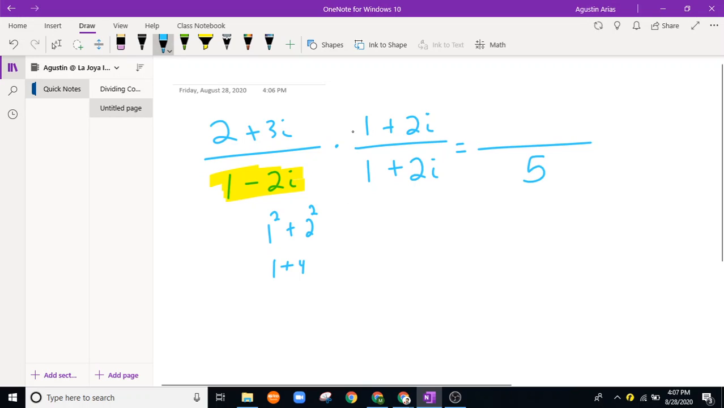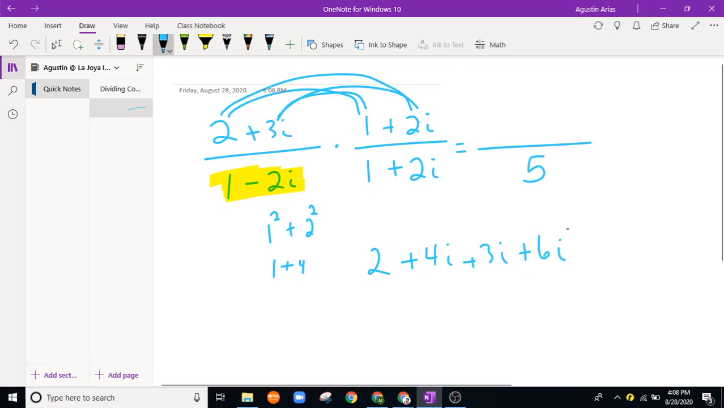And then you have to do the top part the way you normally would, the long way basically. You're going to multiply it out. So 2 times 1 is 2. 2 times 2i is going to be 4i. Then the 3i times 1 is 3i. And the 3i times 2i is plus 6i squared. Always squared on that last one.